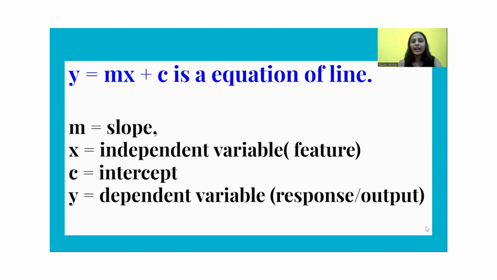So whatever I have explained is written here. m is the slope, x is the independent variable, that is your feature. c is your intercept, and y is your dependent variable, that can be your response or you can say output, right? So this is the basic equation of a line, and we are going to go deeper into this.